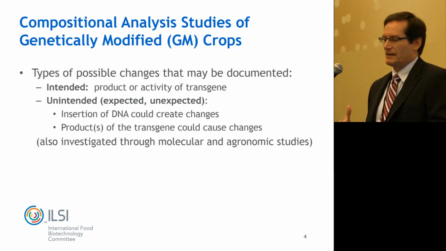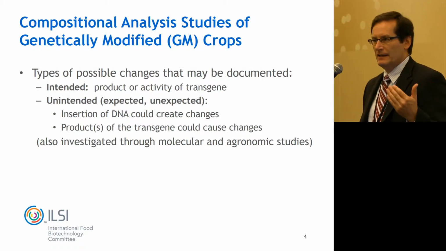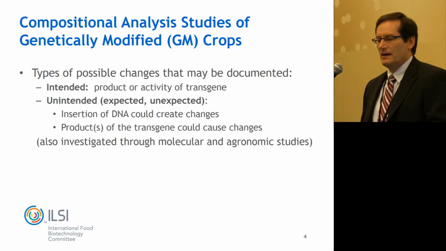Compositional analysis studies are used to document the types of possible changes that may occur, and these are often classified as intended or unintended. Intended changes, that's pretty obvious. Those are the changes that are really the goal of inserting the genes, such as higher oil content, insect resistance, herbicide tolerance, etc. Unintended changes may also occur.